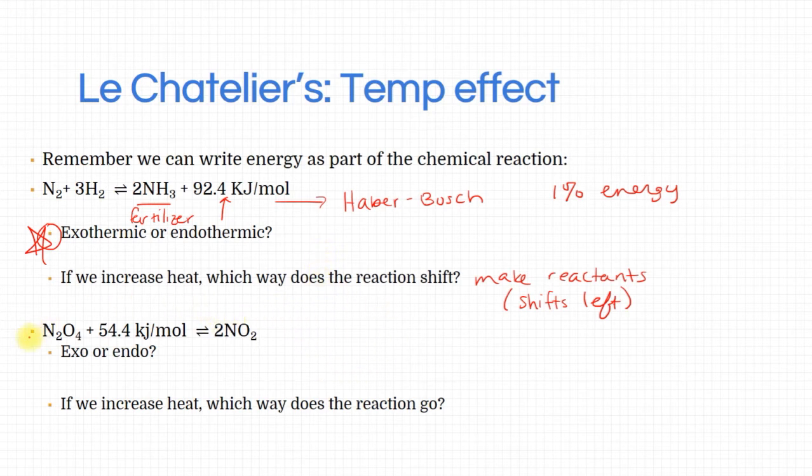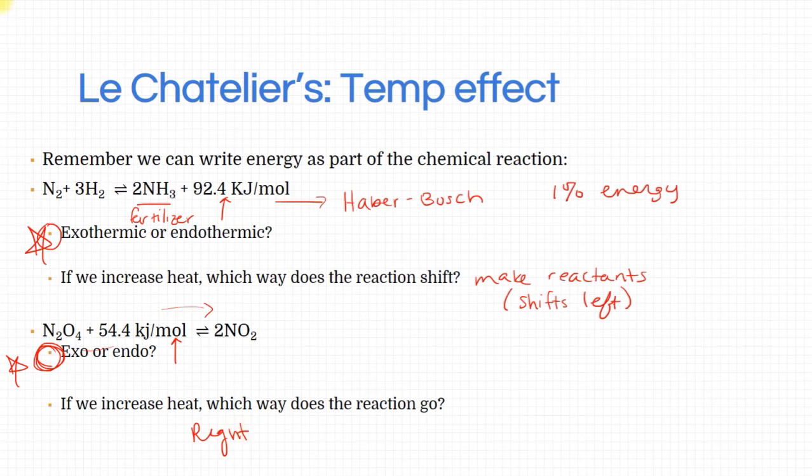Okay. In this reaction as written down here, is this one exothermic or endothermic? Take a look at that. Okay. And again, how do you know? But if we increase the heat of this reaction, it has too much reactant now, so it's going to have to shift to make product.